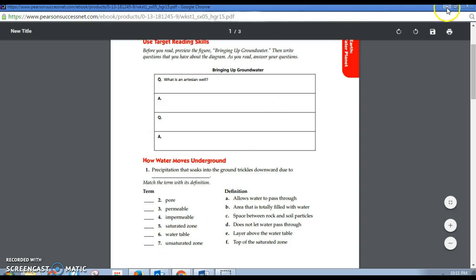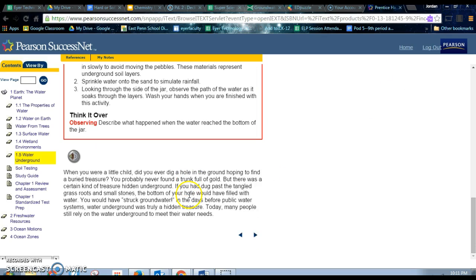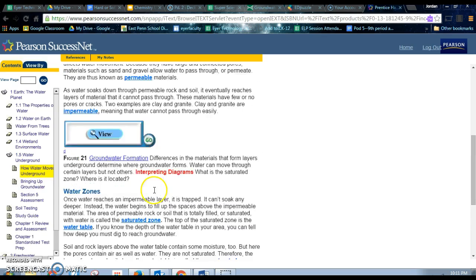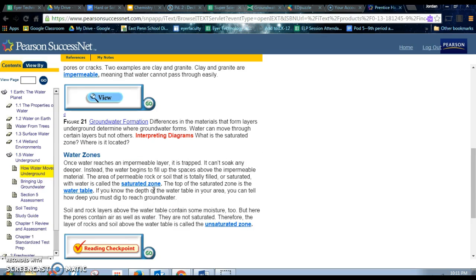All right, let's go back to the reading again. Let's find out where we left off. Okay, so we left off here at groundwater formations. It says differences in the materials that form layers underground determine where groundwater forms. Water can move through certain layers but not others. And then it asks you to interpret this diagram. What is the saturated zone and where is it located?